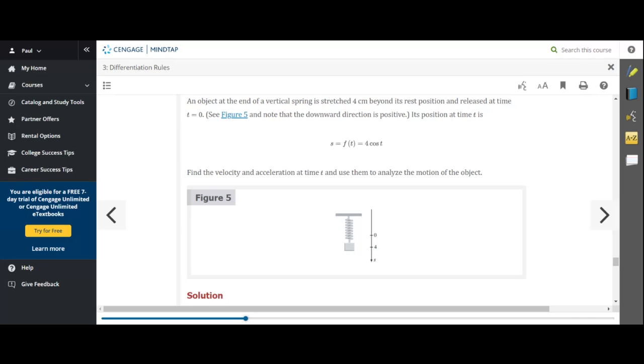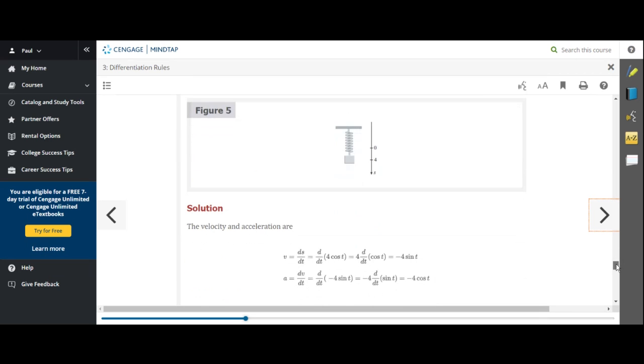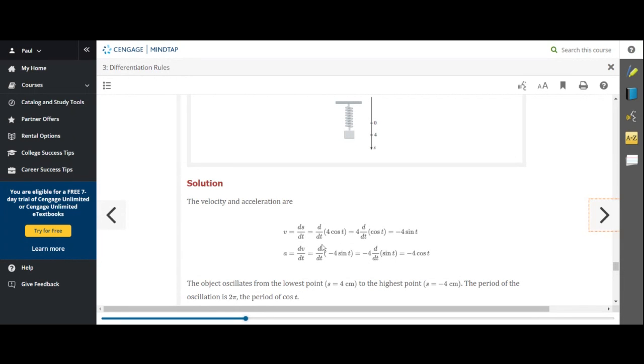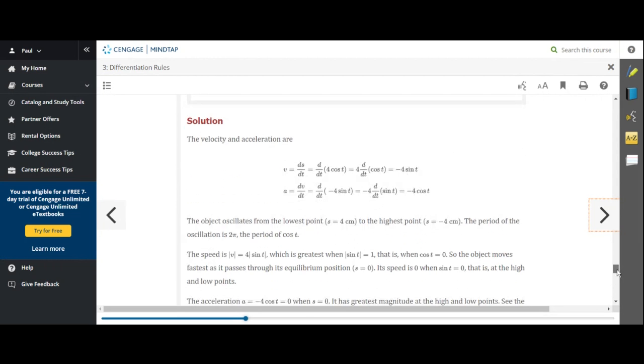the second derivative of position. And so what they're doing here is, since you know now how to do derivatives of trig functions, they find the velocity, which is the derivative of position, and then to get the acceleration, they take the derivative of velocity. And they talk about how, if you look at the graphs of these functions, the object will oscillate between s equals 4 centimeters, which will be the low point, to the highest point, s equals -4 centimeters. We do the exact same kind of thing in differential equations, Math 282 problems like these.